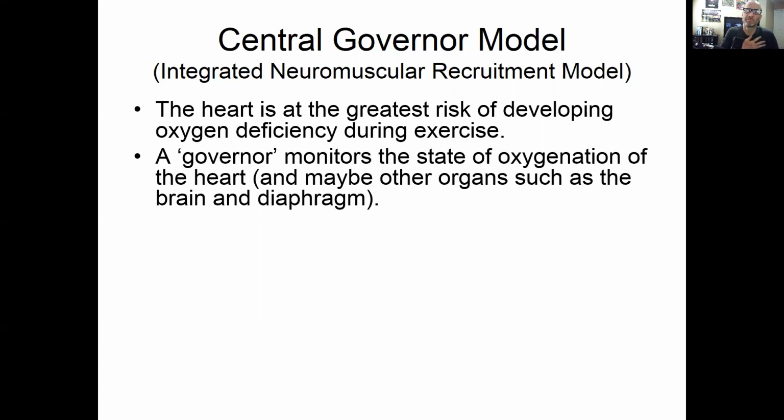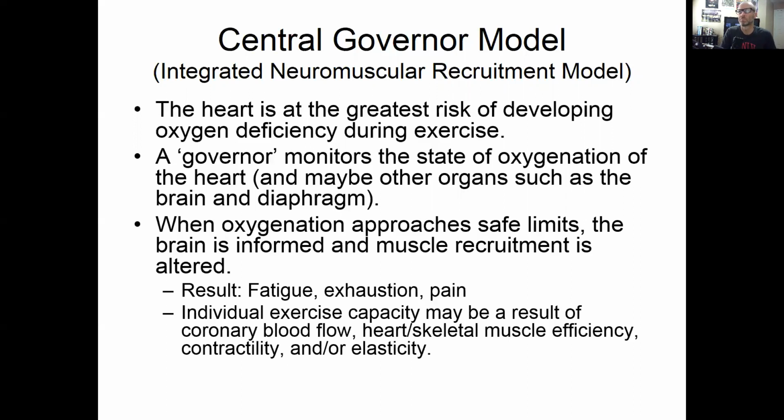The same thing, there may be a governor monitoring oxygenated levels of blood to the heart, and that may be detected by the brain. When oxygenation levels approach unsafe limits, the brain is informed and muscle recruitment is altered. The result of that altered recruitment of muscle is fatigue, exhaustion, maybe even pain. Individual exercise capacity may be a result of coronary blood flow, heart and skeletal muscle efficiency, contractility, and/or elasticity. And I'll explain that a little bit more.